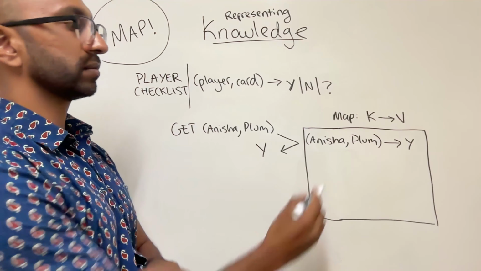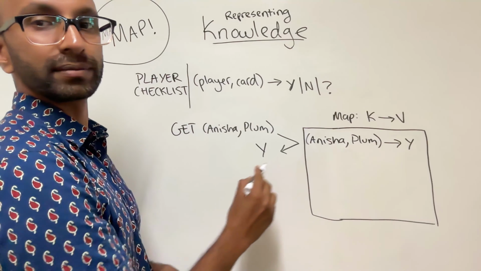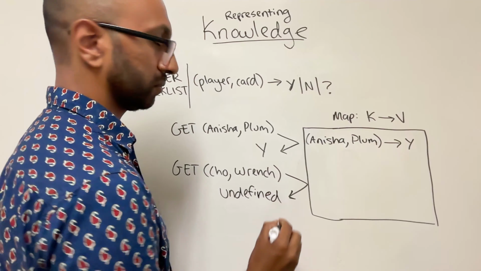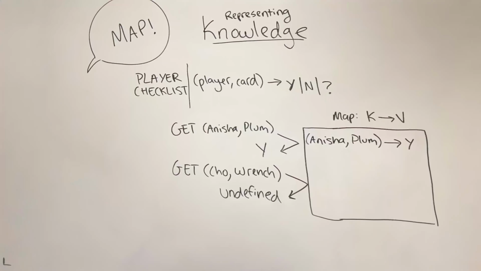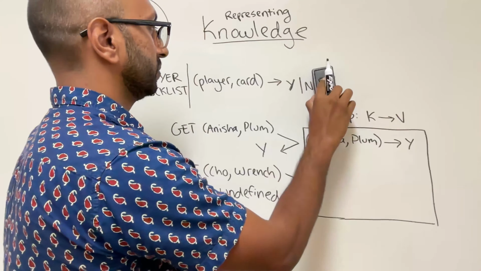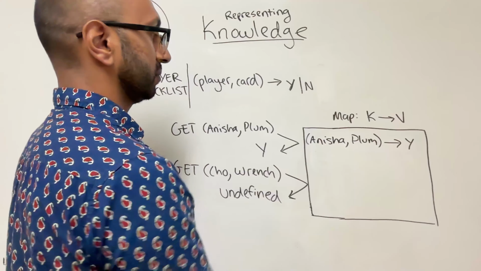In this example, since it has Anisha, Plum stored as a Y, it'll give us back a Y. For a key value pair that's not saved in the map, say we ask it about Cho and the wrench, it'll spit out an undefined, saying, I don't know anything about this. And given that that's standard behavior for map data structures, we can use that to our advantage to represent we don't know. So there's no need for us to actually save a question mark in there.